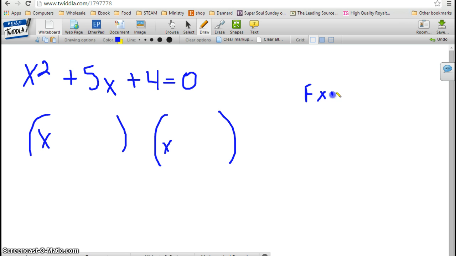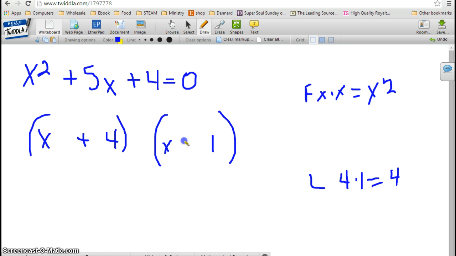X times x equals x squared. Okay, my last is what two numbers times together will equal 4. So what pops in my mind is 4 times 1 equals 4. Okay, so I'm going to put 4 here, and I'm going to put a 1 here. I'm going to put my plus sign here and my plus sign there.